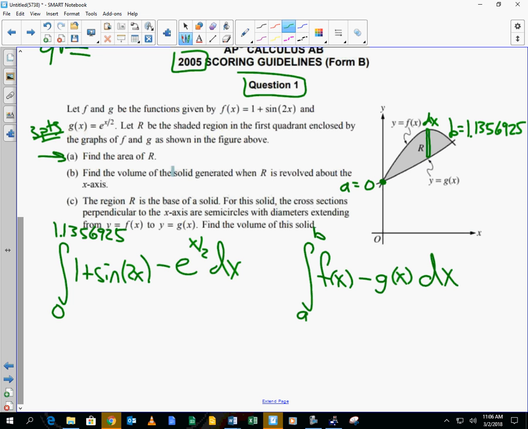They will give you 1 point for writing the integral f of x minus g of x dx. And yes, they want the dx. That means you identify that it has horizontal thickness. See what I'm saying? So the dx doesn't matter? Yes, it matters. They'll give you another point for identifying the bounds appropriately, 0 to 1.1356925. So you get that, they'll give you another point. And then now you just got to find the area.